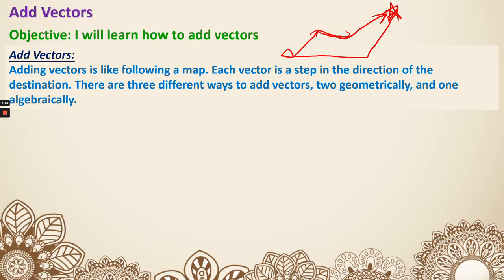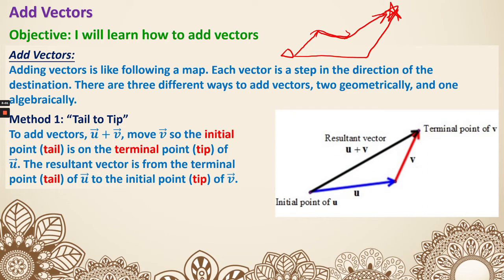So now let's look at the first method, tail to tip. To add vector u and vector v, move v so the initial point or the tail is on the terminal point or the tip of the u. So on the right side in the diagram, you see we start with the u, and the v, let's say the v was here. It's being moved to right next to the u, so it's connected with the tip and the tail. The resultant is from the terminal point to the initial point of v.